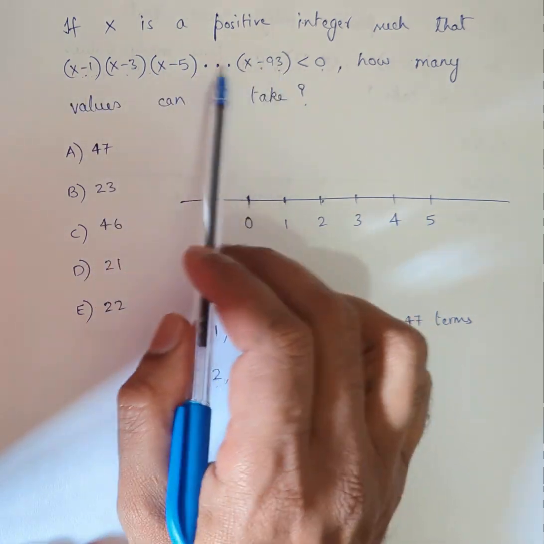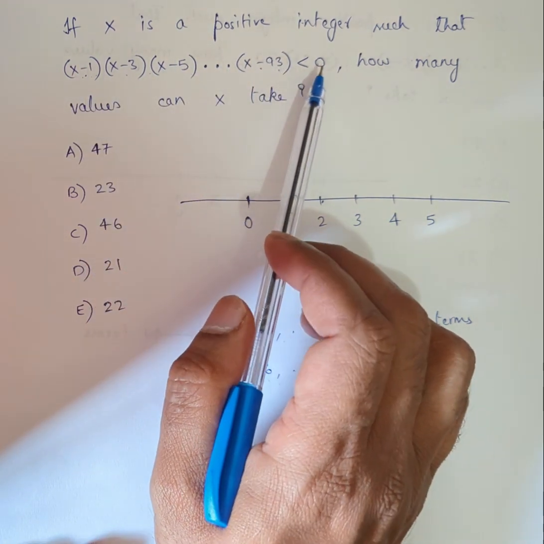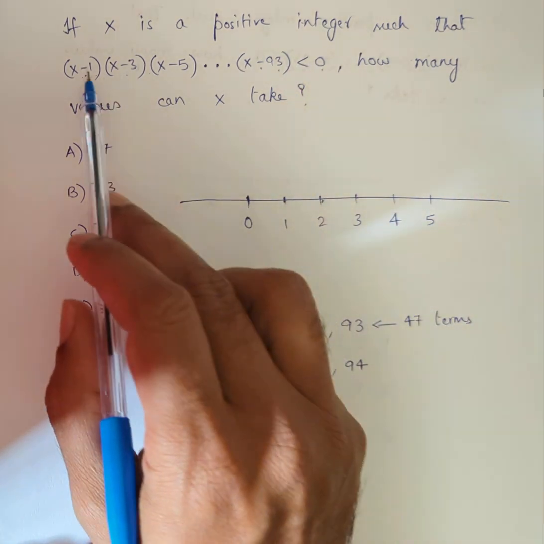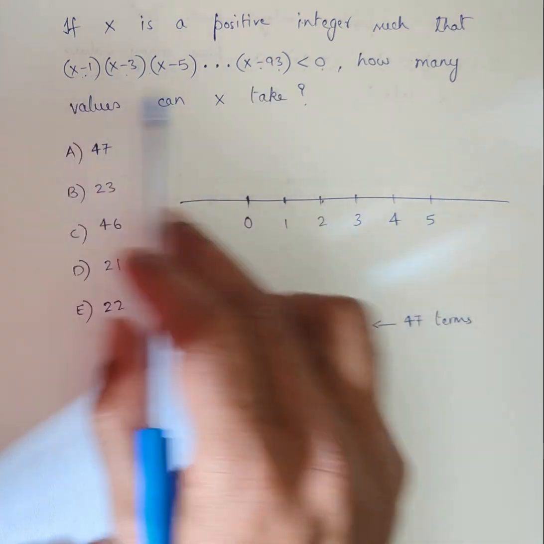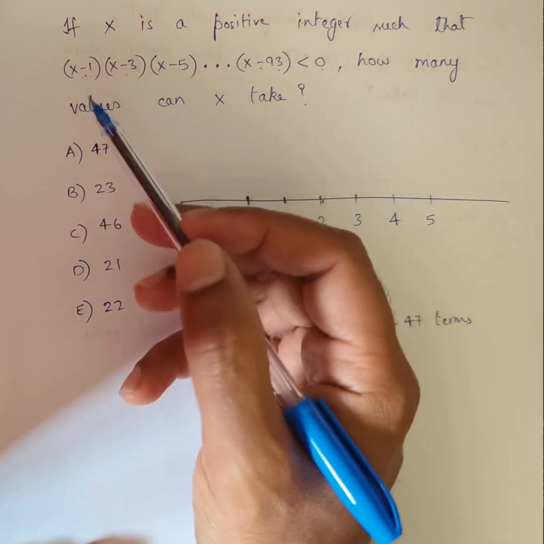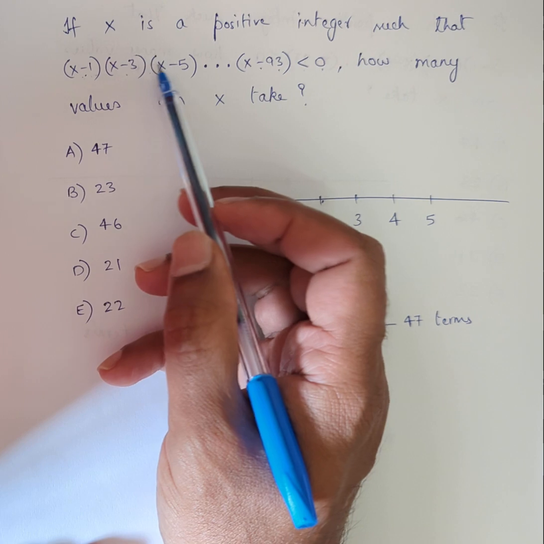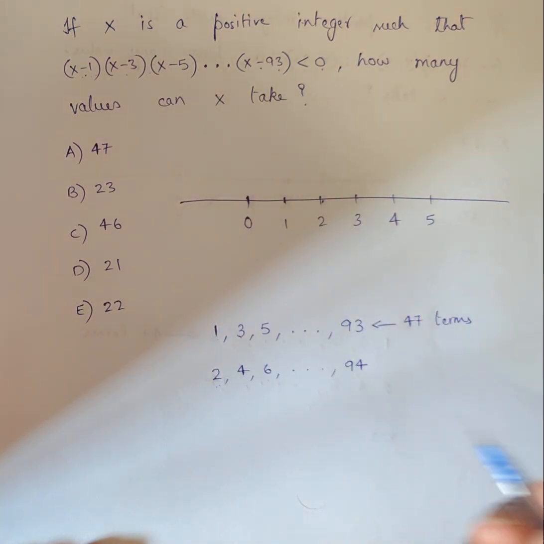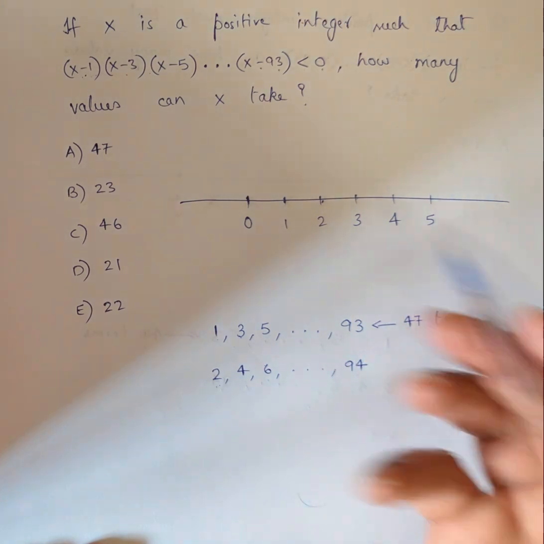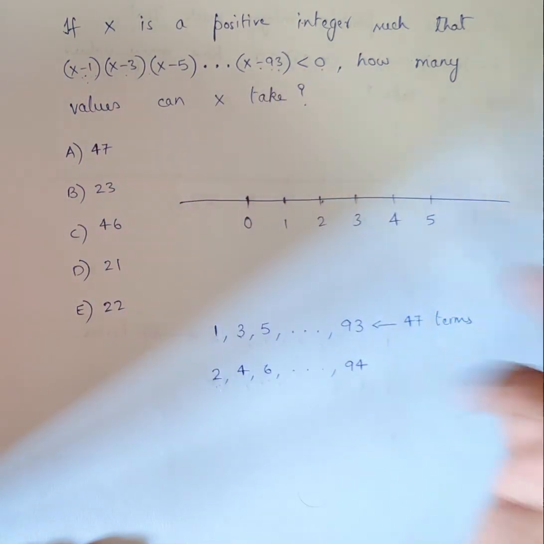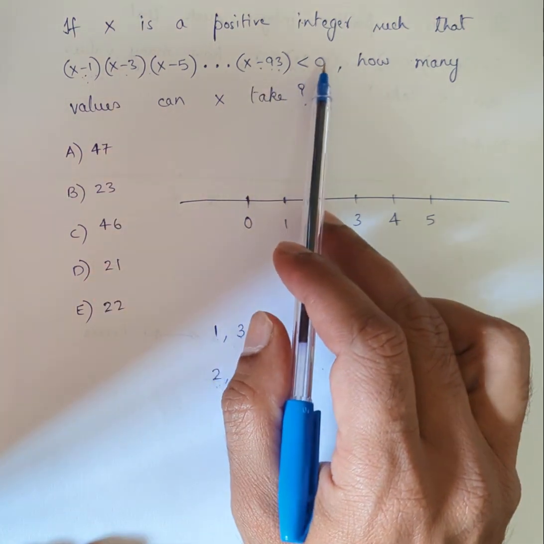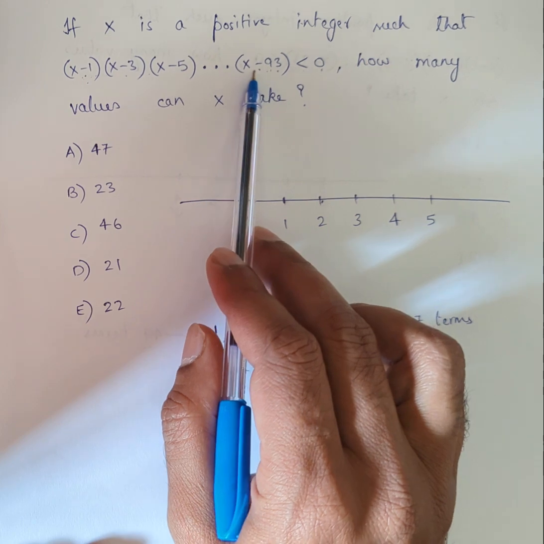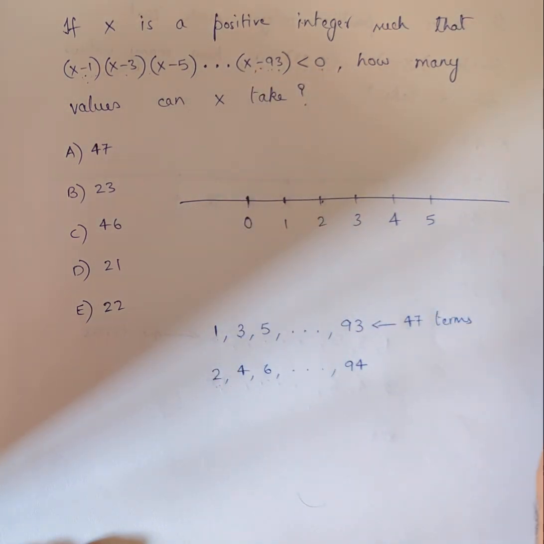So when is the product negative? Well, I should have an odd number of factors negative. So if there are 47, which means an odd number of factors, what I want is an even number of factors to be positive and the other odd number to be negative. Can they all be negative? Of course. If they're all negative, that means I have 47 negative numbers and the product is going to be negative.